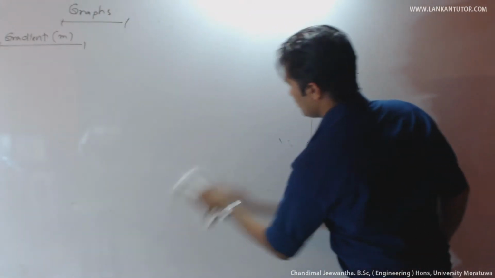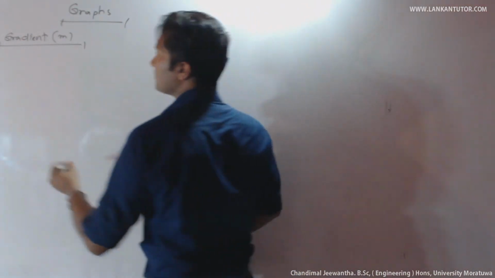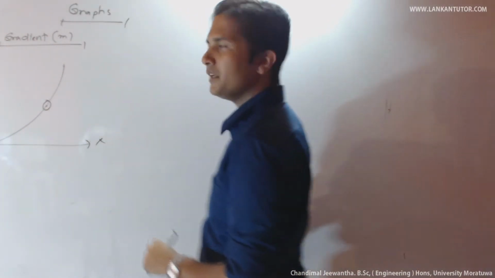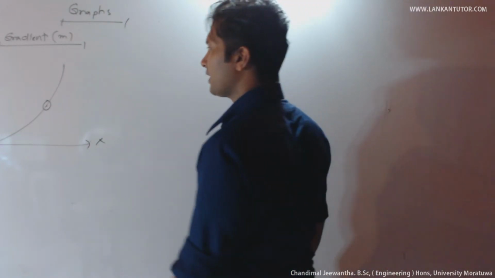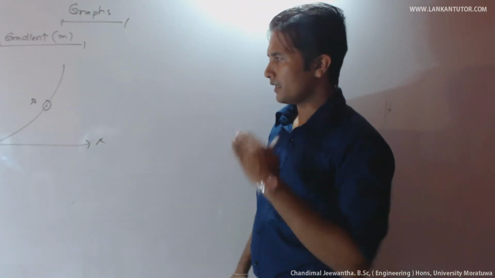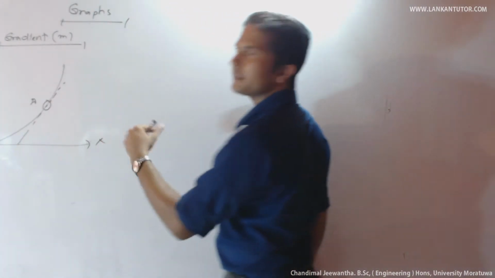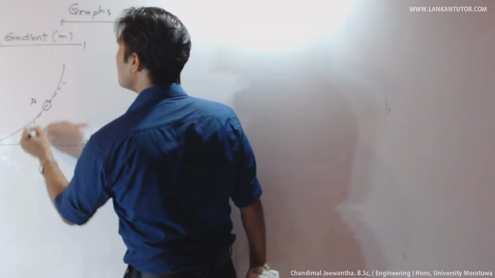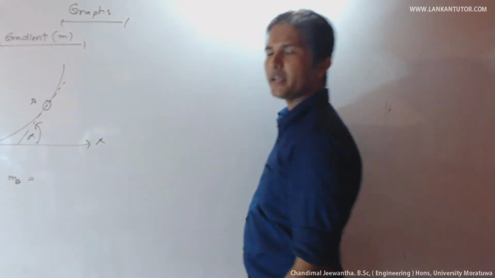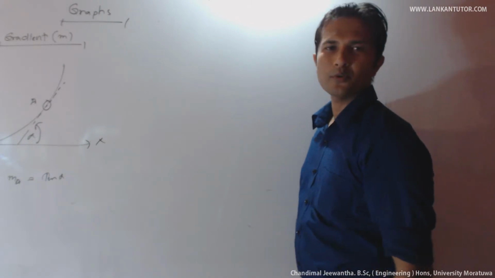Now we can go through how to find the gradient of a curved graph. When you are given a graph like this, how would you find the gradient at a particular given point? So in order to find gradient at capital A, create a tangent at capital A, then take the angle between the tangent and the positive side of the x-axis, which should be measured in the anti-clockwise direction. So gradient of capital A, which means MA, equals tan alpha. We know that y increases with x, therefore there should be positive gradient.